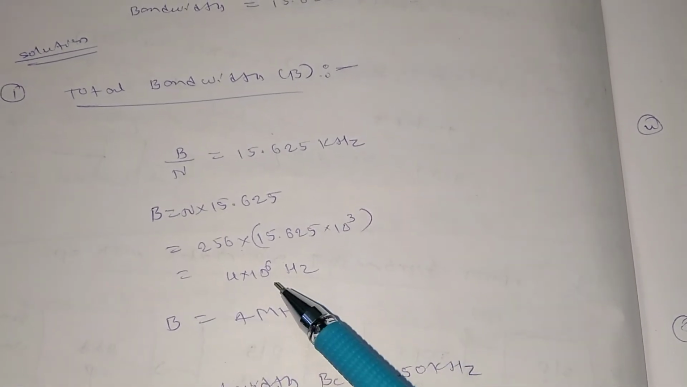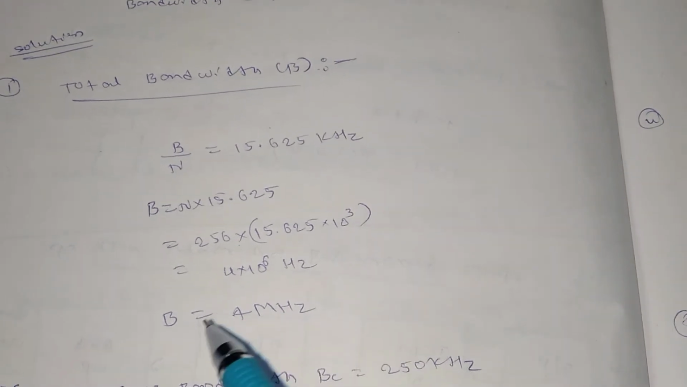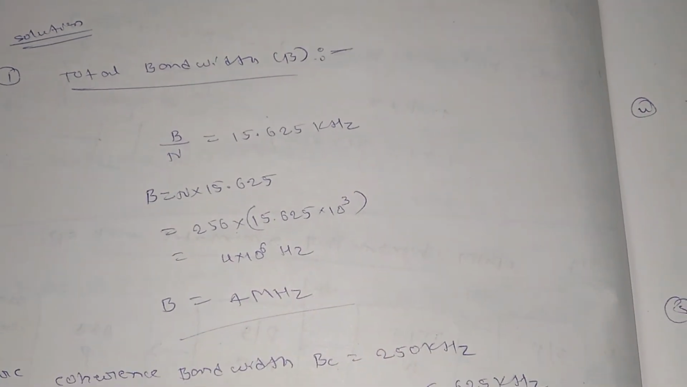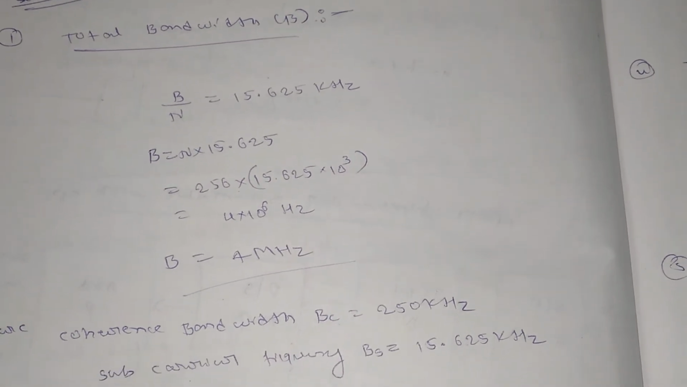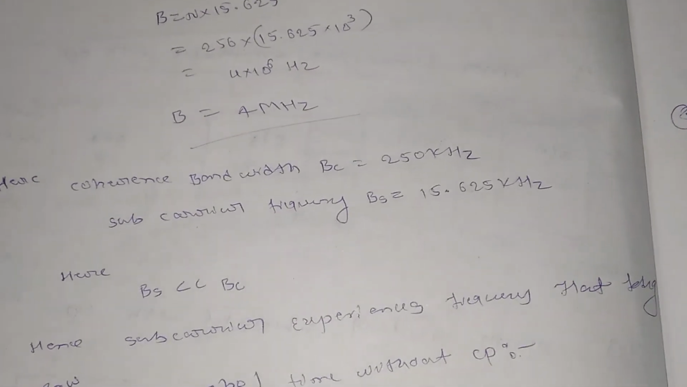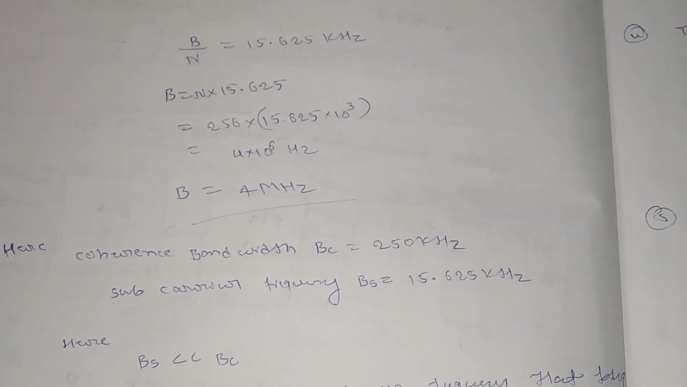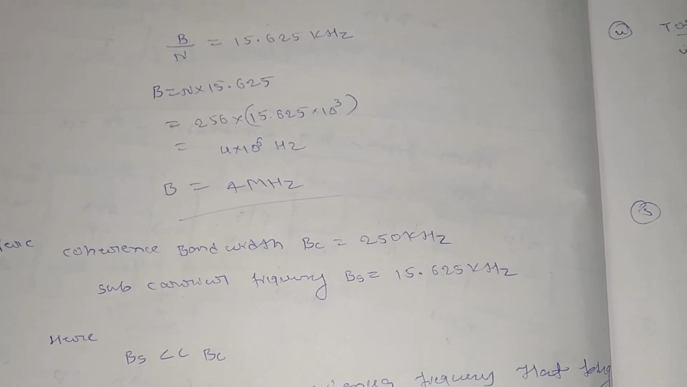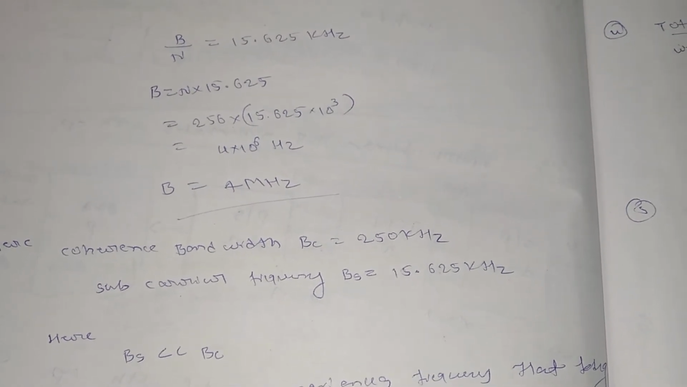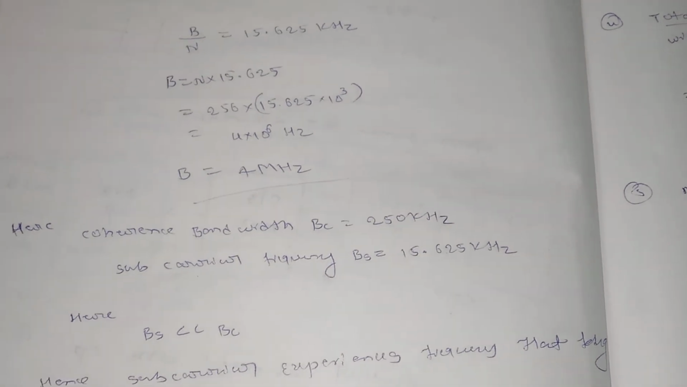When I calculate this, it comes to 4 into 10 to the power 6 hertz, and if I convert it to the SI unit, it can be written as 4 megahertz. Okay, so that is the total bandwidth which will be allocated for that OFDM system. So 4 megahertz is divided into 256 parts such that each subcarrier will be given 15.625 kilohertz. Okay, so now we have solved the first part.